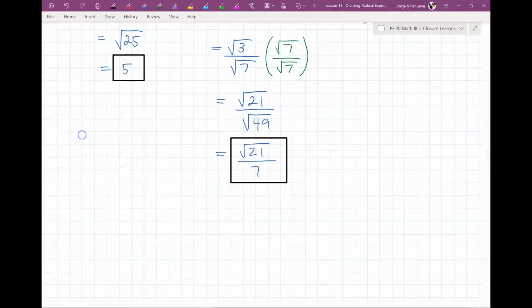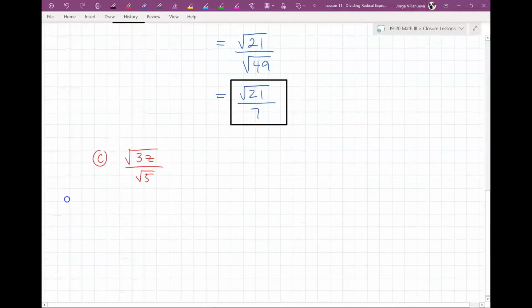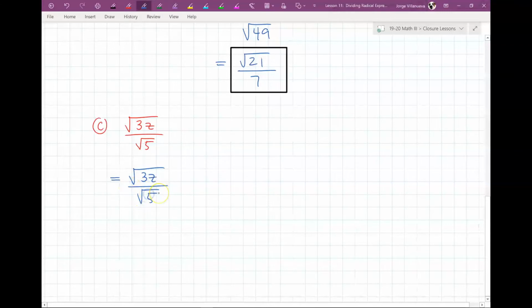So here's the last example for example 1: radical 3z divided by radical 5. I can try to combine these into one fraction and make it 3z over 5, but that's not really going to help me. So what I want to do is rationalize this problem. The thing that's causing the problem is the radical 5 on the bottom, so I'm going to multiply top and bottom by radical 5.